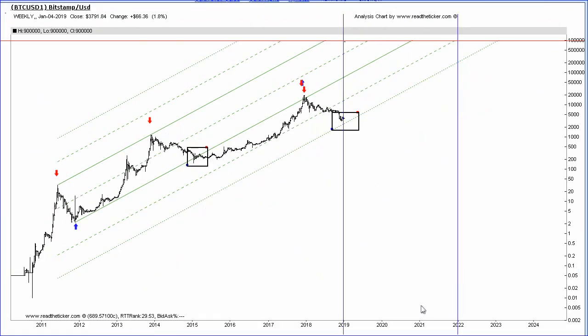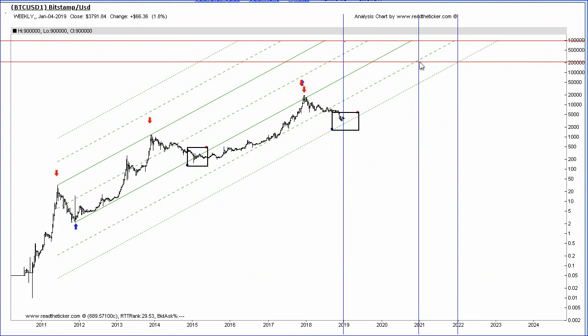So if we get a 2-year advance along the green channel, let's say, we'll have price targets of between 100 and 200,000. So that's feasible. So that means everything is running along normally. There's no Bitcoin code failures. There's no obstruction from government.